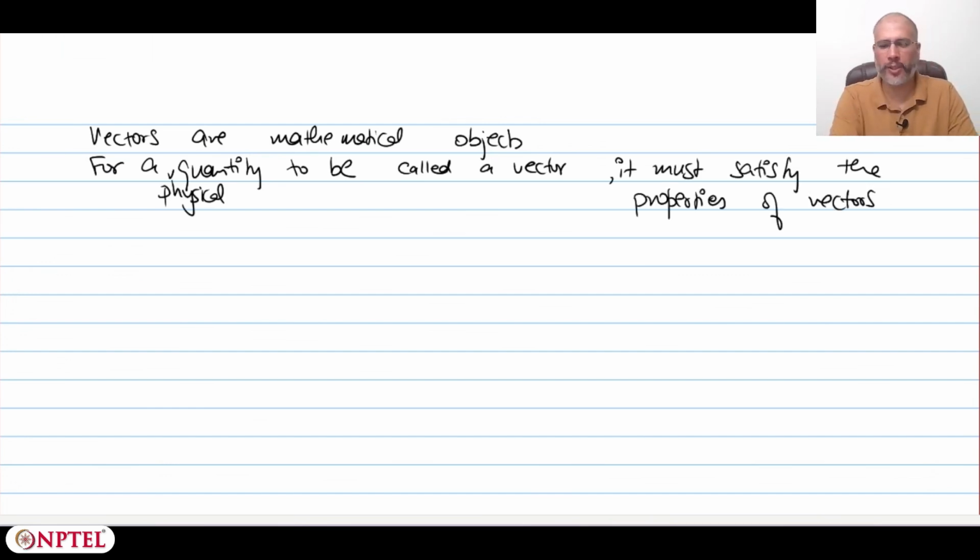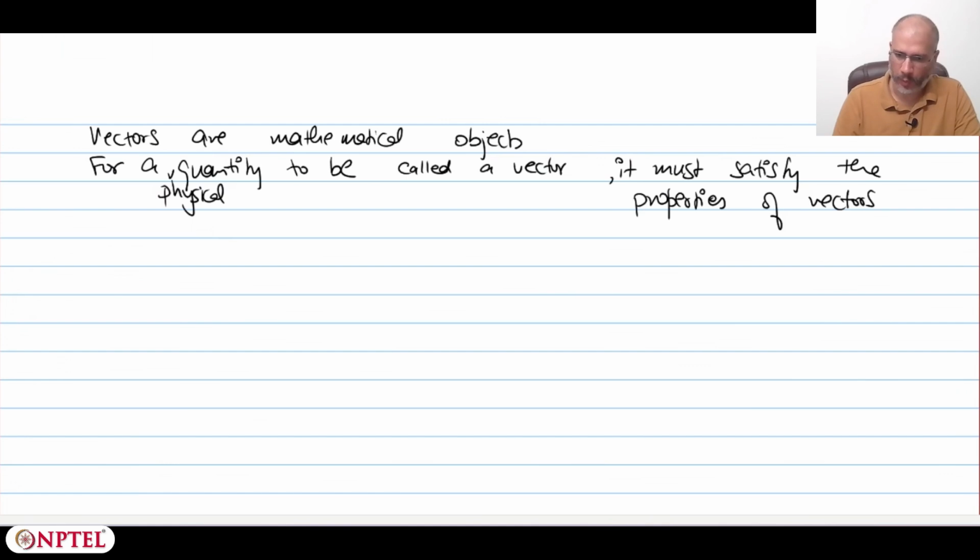So these properties will include the standard addition, scalar multiplication, and distributive properties that are required for a quantity to be known as a vector. This can be looked into in a mathematics book. For instance, as a consequence of these properties, we get the triangle law of vector addition.